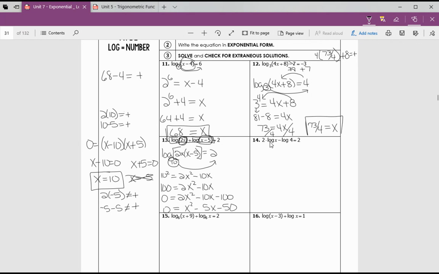In this problem, we are going to use our power property first. So that's going to be log x squared minus log of 4 equals 2. And then I'm going to divide these. So that gives me, by condensing using the quotient property, a log minus a log, we end up with a fraction. So x squared over 4 equals 2. My understood base is 10, so 10 to the second power.